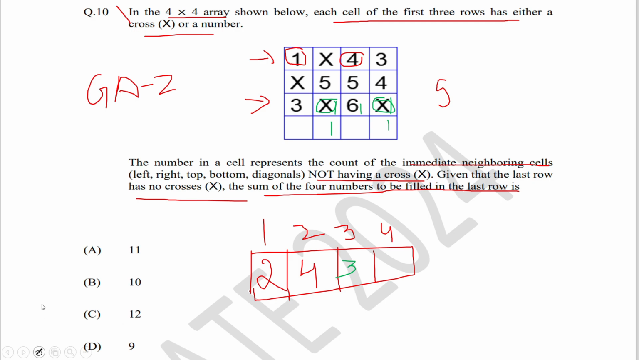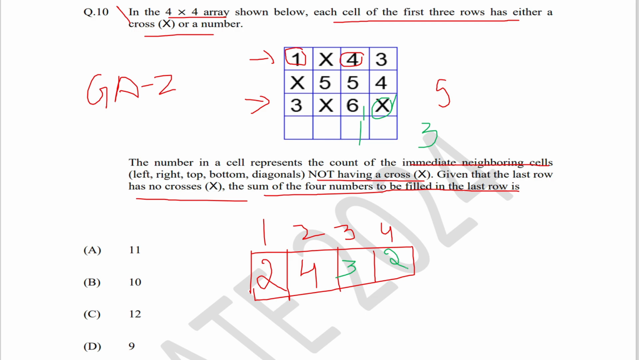Consider the fourth cell. For the fourth cell, the neighbors will be 1, 2 and 3. Only 3 neighbors are present, out of which one of them is filled with a cross or x. Hence the value of cell 4 will be 2.